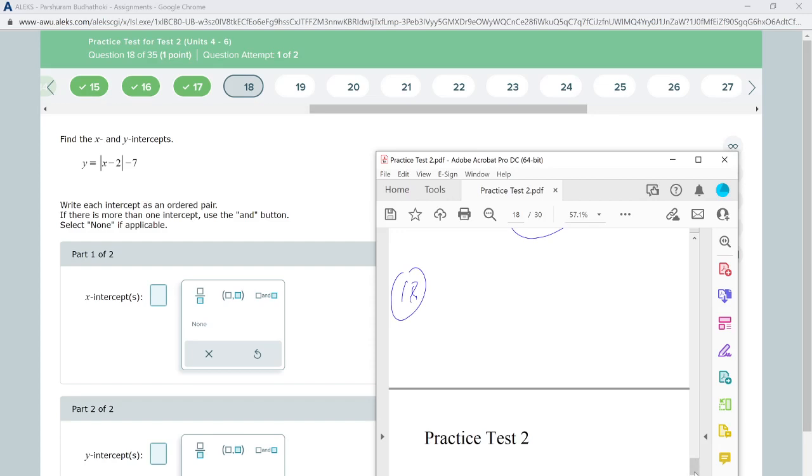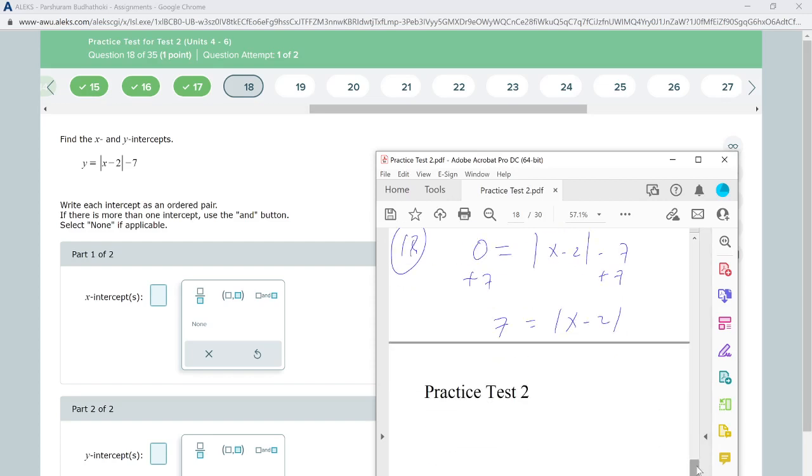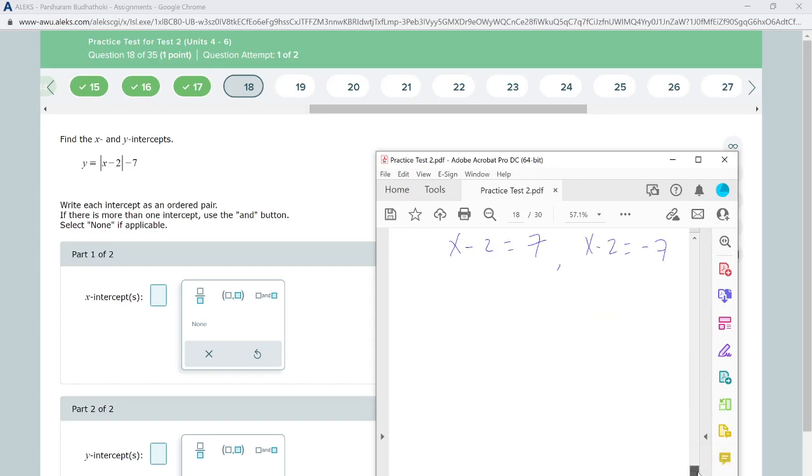For the x intercept, I'm going to put y equal to 0, and when I do that, this equation becomes 0 equal absolute value x minus 2 minus 7. So now I can just add 7 both sides, and that will be 7 equal absolute value of x minus 2. So whenever you see absolute value equals some positive number, there are two possibilities. x minus 2 might be equal to positive 7, or x minus 2 might be equal to negative 7, and we need to solve both of those possibilities and just add 2 both sides of these two separate equations. That gives us x equal 9 and x equal negative 5.